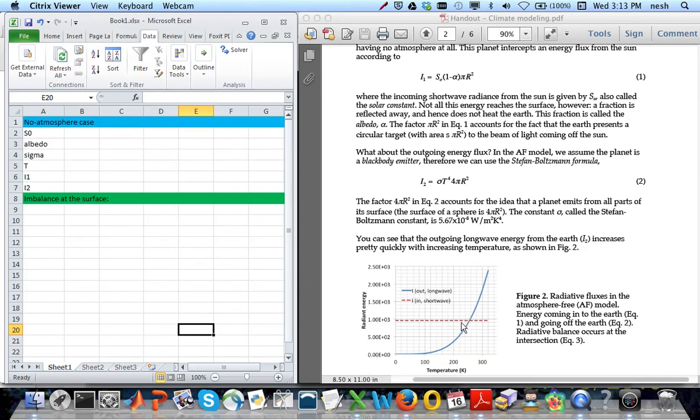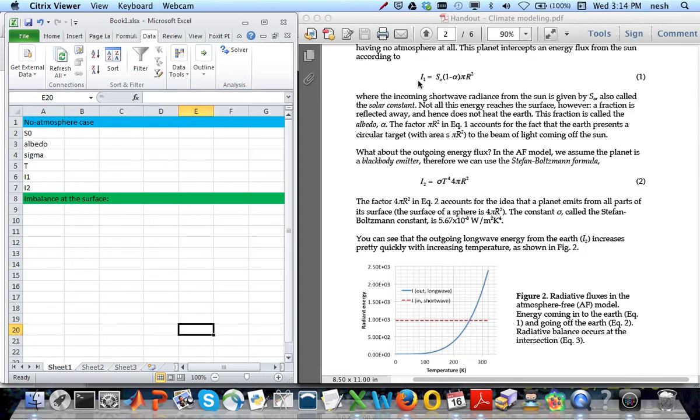And so in terms of formulas, what we've got here is I1. That's the incoming dashed curve here: solar constant times a factor about the albedo times pi r squared. That's the target area. And what's going out, this blue curve here, is given by I2. That's the Stefan-Boltzmann formula, sigma T to the fourth times the surface area of the planet. And so we're looking for where those are equal.